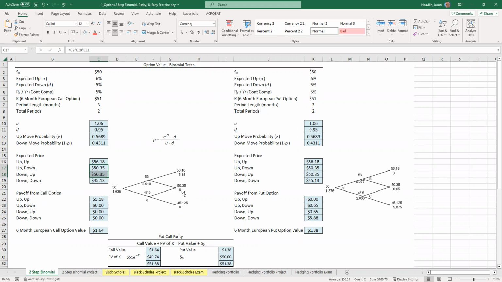You don't exercise. So you better have no value for the option that has a loss. Because these numbers are less than the strike price, there is no money to be made. Therefore, the value of the option is zero.